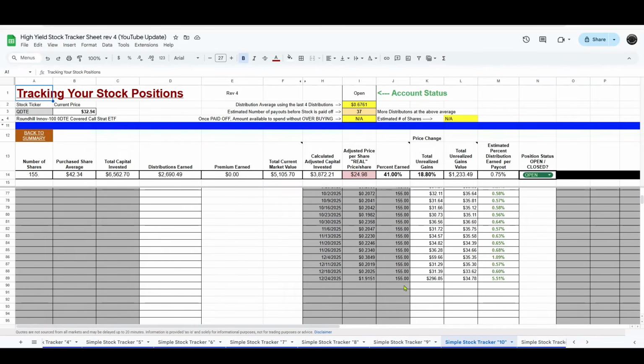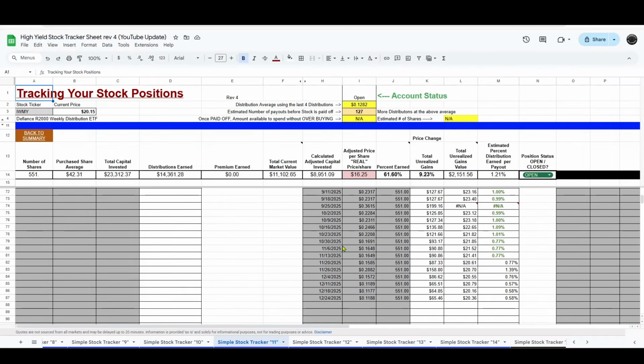QDTE, we've already updated this one previously, and my real price per share is $24.98 with the current price of $32.94. This one is green as well. And therefore, if I were to sell all my shares at the current price, I would make $1,200. IWMY was updated previously. My real price per share is $16.25, current price $20.15.